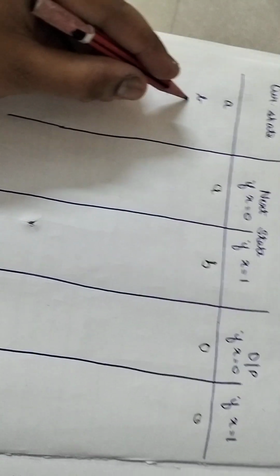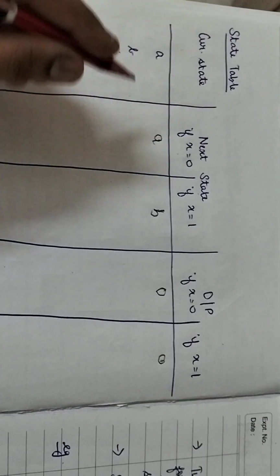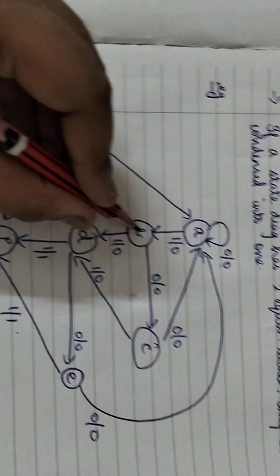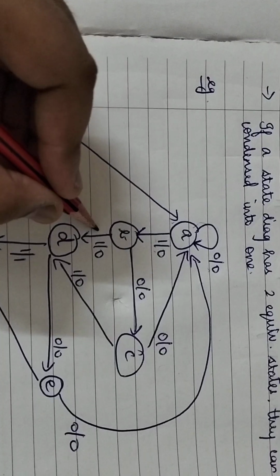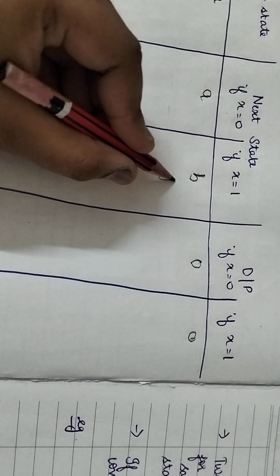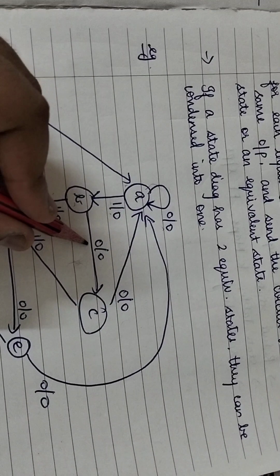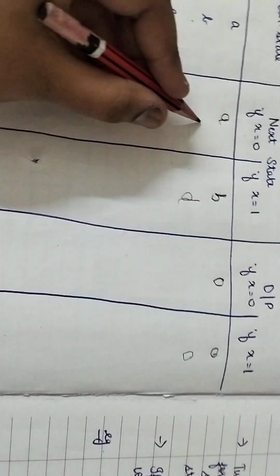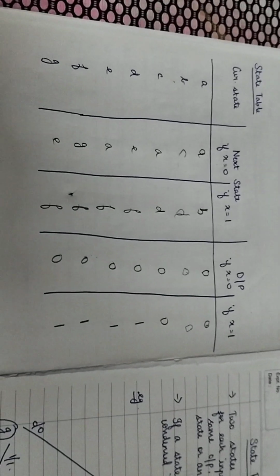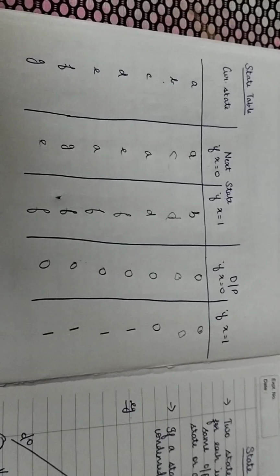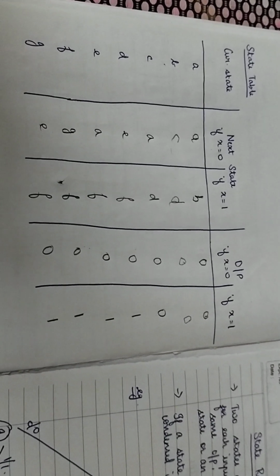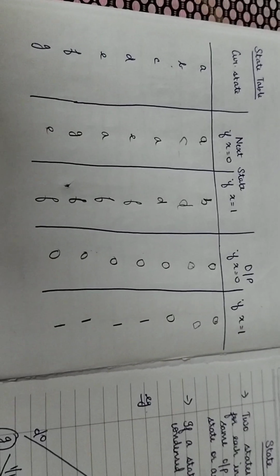Similarly, current state B, if my input is 1, what will be my next state and output? Let's see. Current state B, if input is 1, the next state is D and the output is 0. Current state B, input 0, next state will be C, output will be 0. So going by the same logic, we need to fill up the entire table. Once we have done that using the state diagram, this is what the state table looks like. Now, the idea we started out with was state reduction, right?